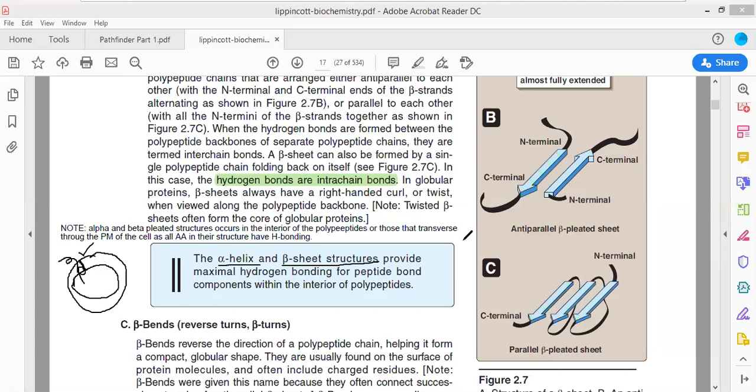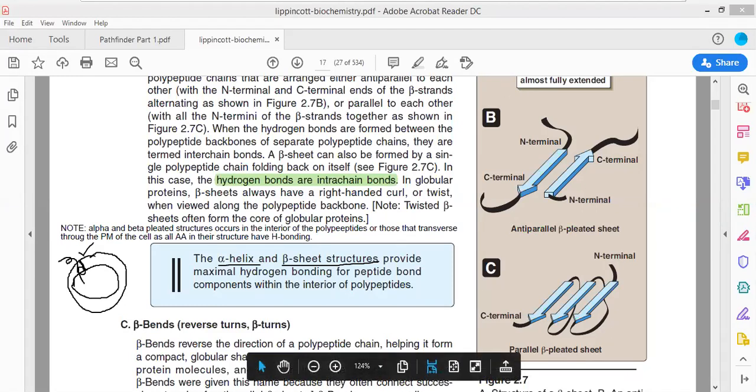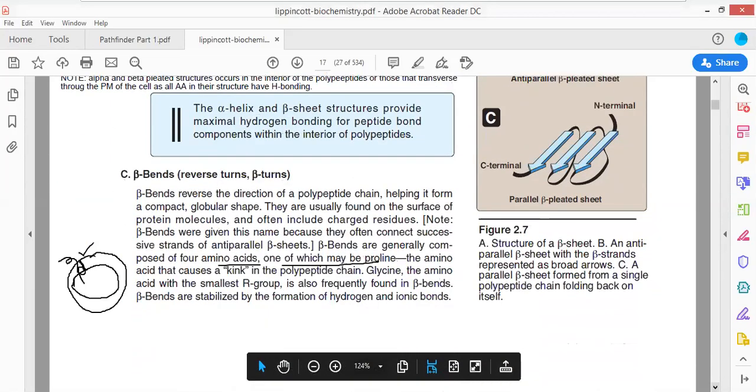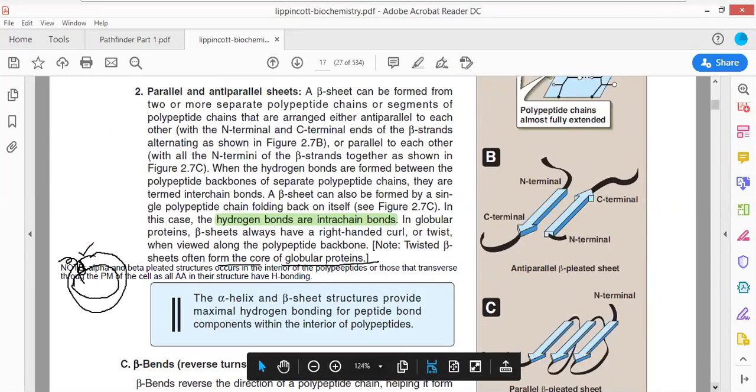So this is very important. Okay, so with this we have finished alpha helix, we have finished beta pleated sheet structure. I will inform you about turns and bends in my next lecture, because the time is almost over. I cannot finish this topic today.